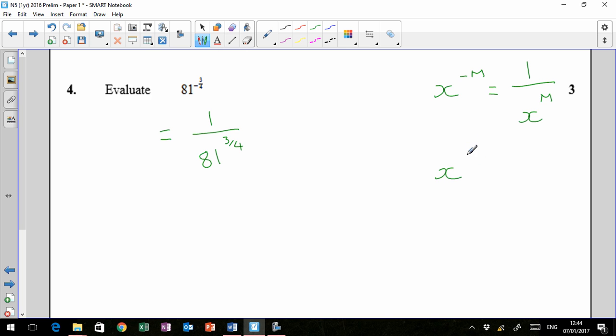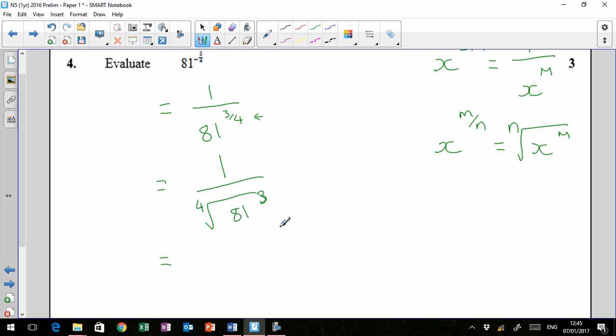Now your fractional powers, anything that's in the bottom of your fraction in a power really means the power of the root. Just like a flower, just like a tree, the bottom is the root. So here, because there is a 4 in the denominator of my fractional power, that really means the 4th root of 81 cubed. Okay, so that's a bit messy.